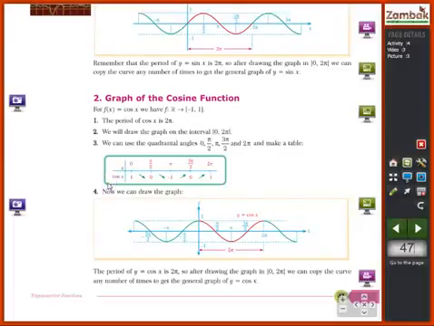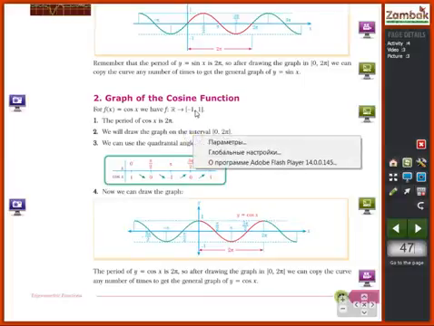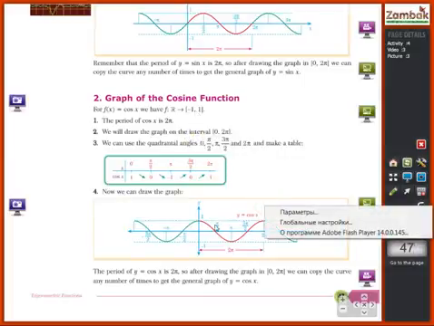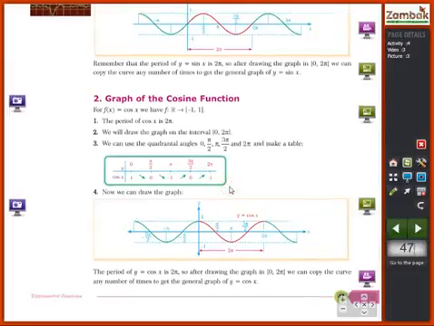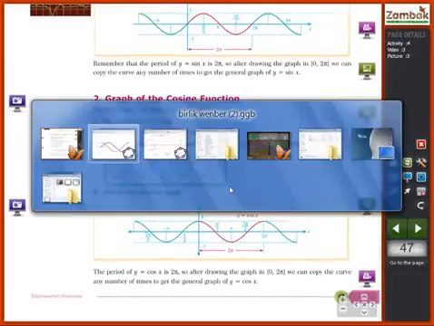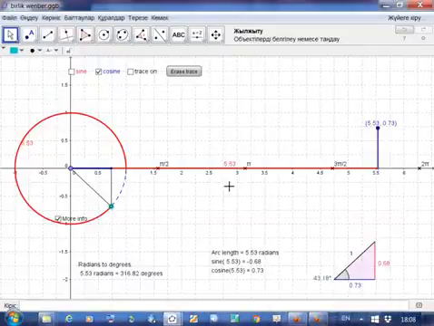Okay guys, we are going to continue. Our next topic is graph of cosine function. Okay, now firstly let's look at the graph of the cosine function on unit circle.